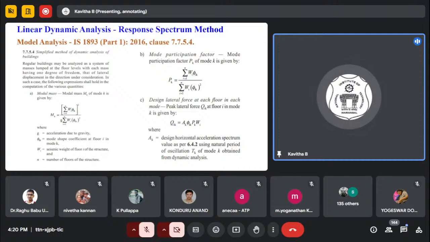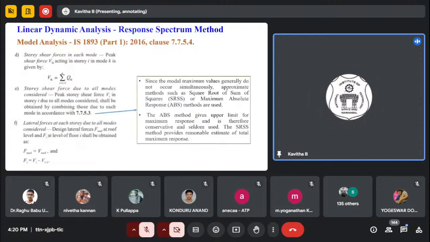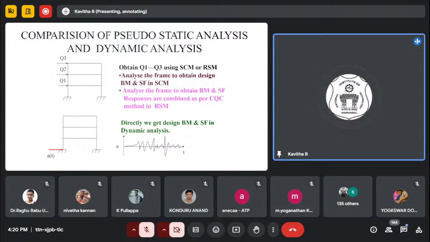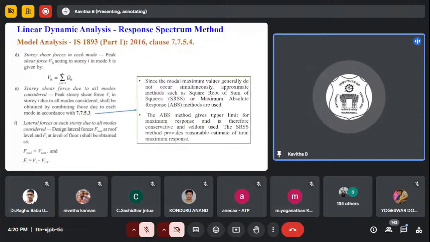Here, step-by-step things are given. At that time we will just move on after the step. So finally, you are going to find out from roof to bottom what is the value of Q1, Q2, Q3 using this one. The only difference between our physical method and this method is that here we are going to concentrate on modal participation factors.